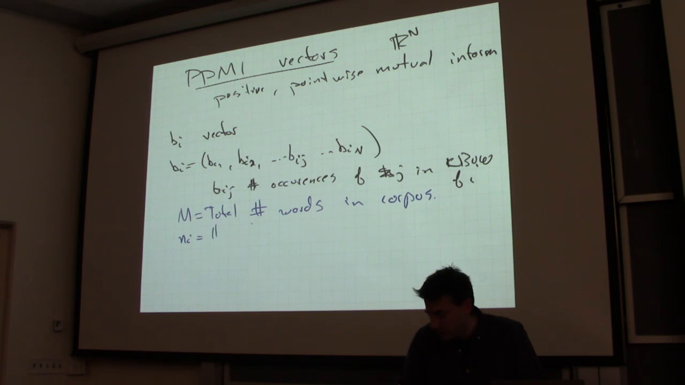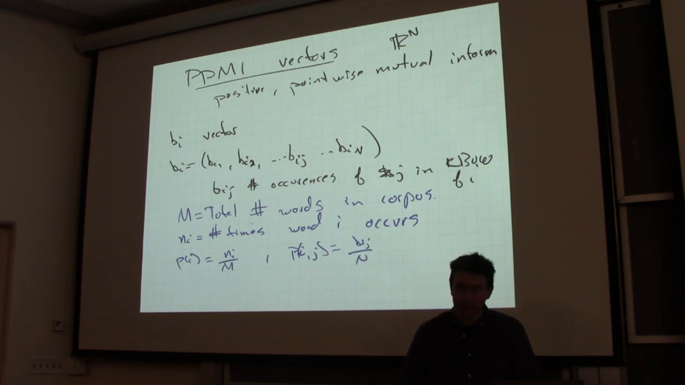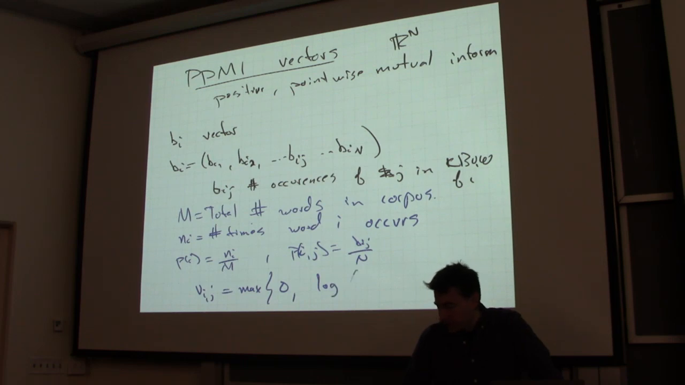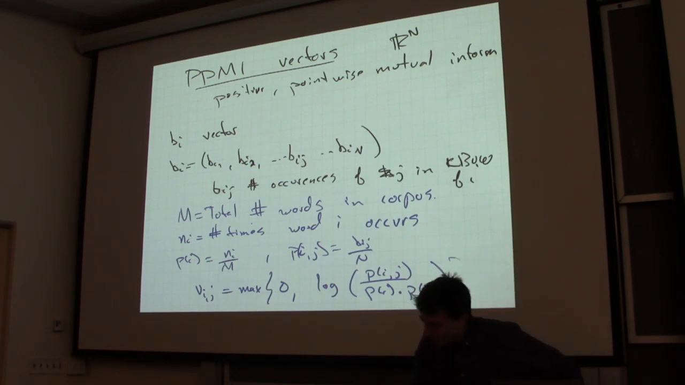Okay, N_i is the number of times the word i occurs, and then P_i equals N_i over M, and P_ij equals B_ij over N. And then we're almost there. The representation vector V_ij is going to be the max of 0 and the log of P_ij divided by P_i times P_j.